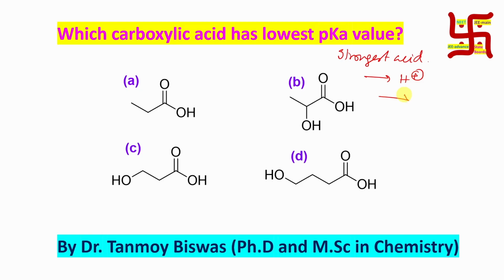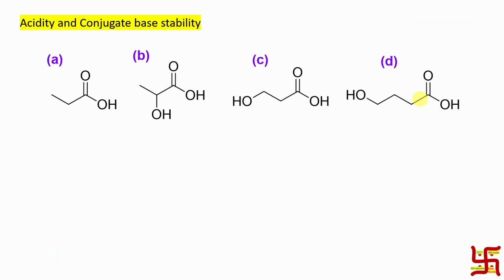What is a conjugate base? If you remove the proton from this molecule, whatever anionic part remains is called the conjugate base. So let's look at the conjugate base. And remember the thumb rule: the higher the stability of the conjugate base, the higher the acidity. So let's draw the conjugate base of this molecule. By the way, these are all aliphatic carboxylic acids.